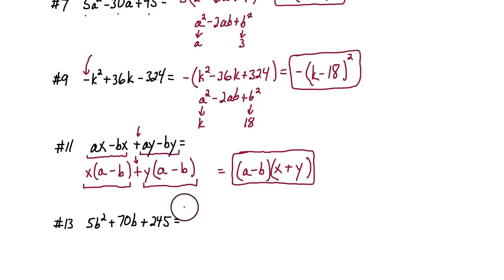The technique that we used there to factor a 4-term polynomial is called factoring by grouping. We made 2 groups, or 2 binomials.